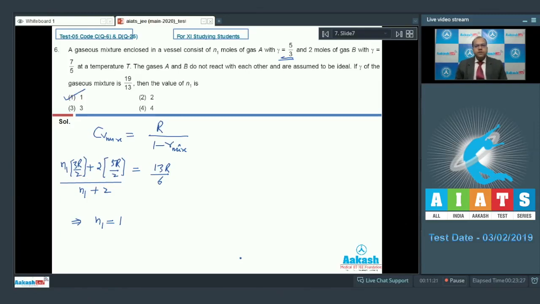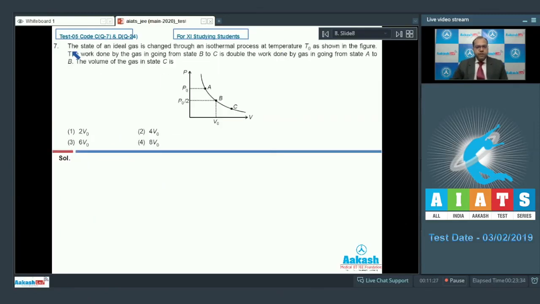Let's move to question number 7. In question number 7, the state of an ideal gas is changed through an isothermal process at temperature T0 as shown in the figure. The work done by the gas in going from state B to C is double the work done by the gas in going from state A to B. The volume of the gas in state C is.